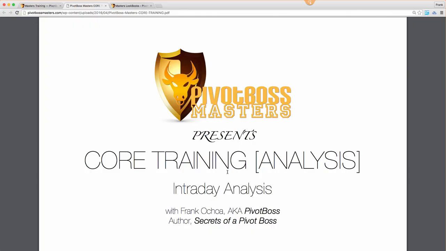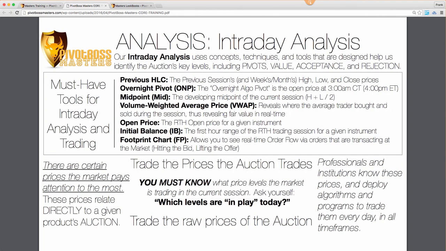If you recall, these are the key tools that I believe all professional traders must have at least some knowledge of, and understand how to use. And of course, these are the key price levels that mean the most to the market. If we review from part one of our intraday analysis, for the most part, these are previous high-low close levels, whether it's for the previous session or the previous week or month, the overnight pivot, the midpoint, the developing midpoint of a current session, the volume-weighted average price, open price, initial balance with extensions, and the footprint chart.